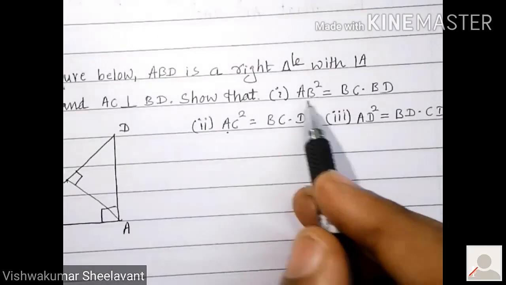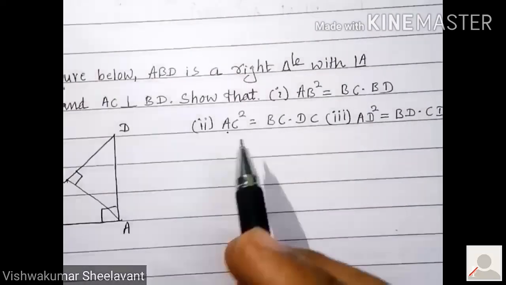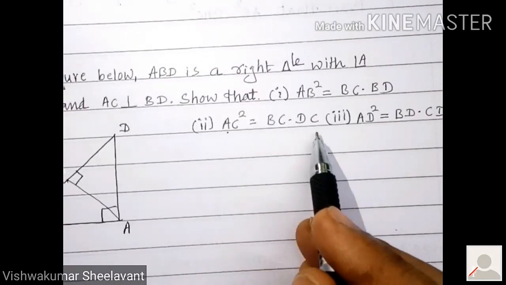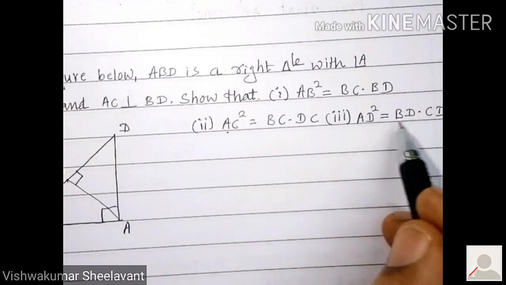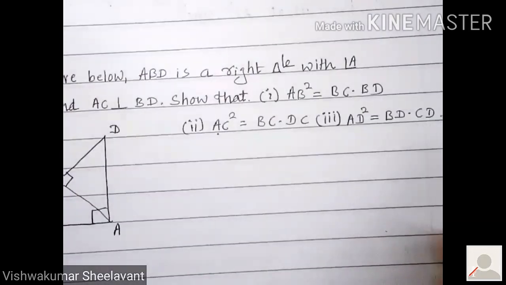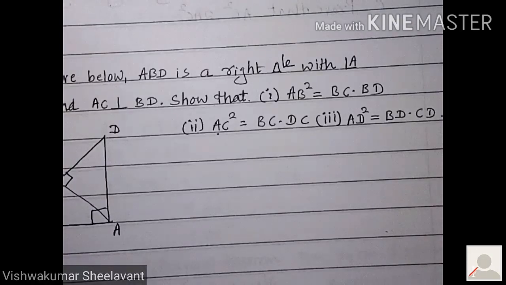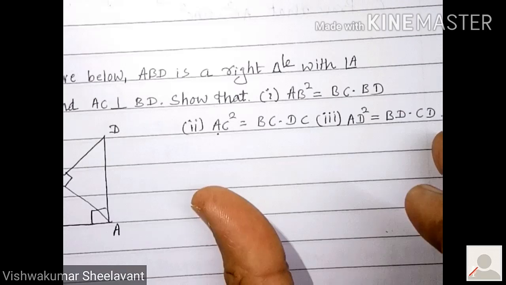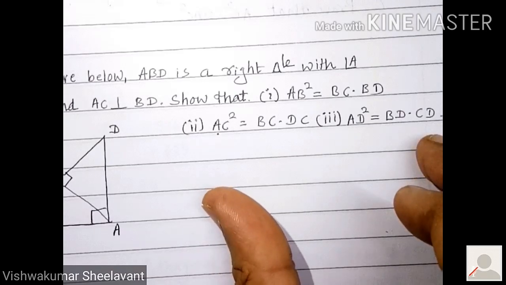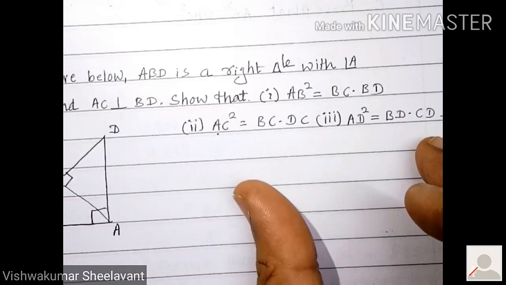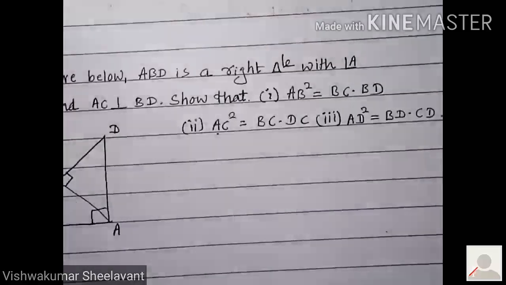First one, AB square equal to BC into BD. Second one, AC square equal to BC into DC. And third one, AD square equal to BD into CD. Same procedure we have to follow as in case of question number 1.